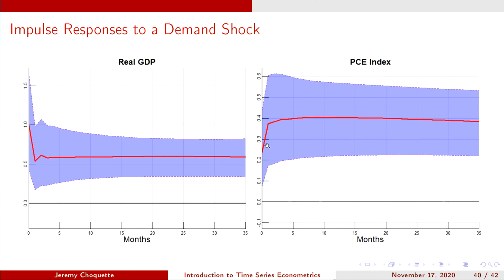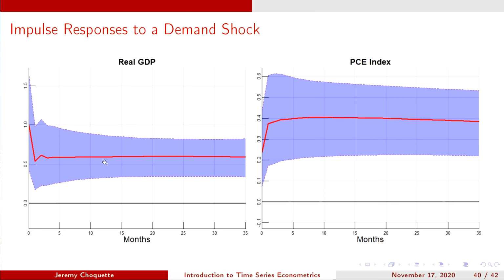Let's look at the PCE index here. Again, it was going flat until t equals 0. The shock hits at this point. It increases on impact. You can see here GDP increased to 1%. So how much do prices increase? Well, on impact they go up by about 0.25%, and they peak at just a little above 0.4% above zero. Now, this is also a significantly positive response, so to speak, because this lower band is above zero.